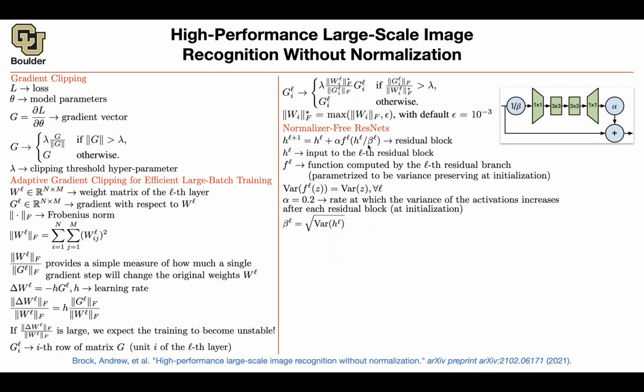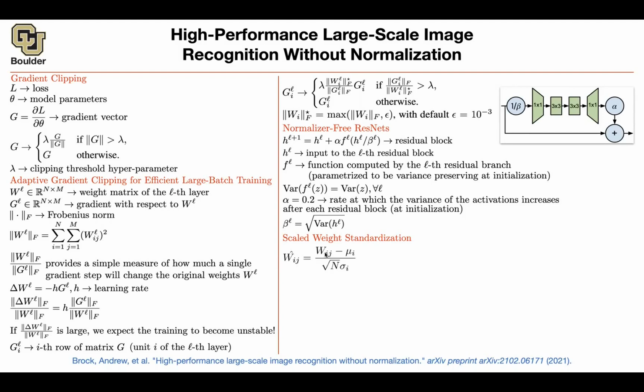How do you control the variance of your input, h_l? You divide it by the standard deviation of h_l. So that's your beta, that's your alpha. Alpha is a hyperparameter that you choose. Beta is always that, especially when you're initializing. And then to make sure that the variance of f_l is equal to the variance of the input, you're going to use this trick, scaled weight standardization.